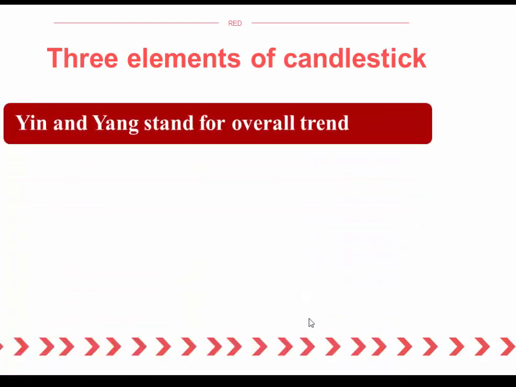All of us already know how to read the candlestick. Then we can see this one. This is the small one and the big one. So I will show you what's the difference among the candlesticks. So we see the next one: three elements of candlestick. The first one, yin and yang stand for overall trend.